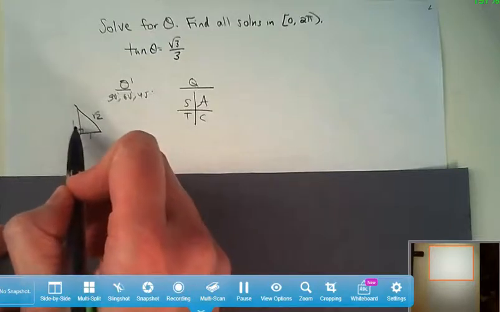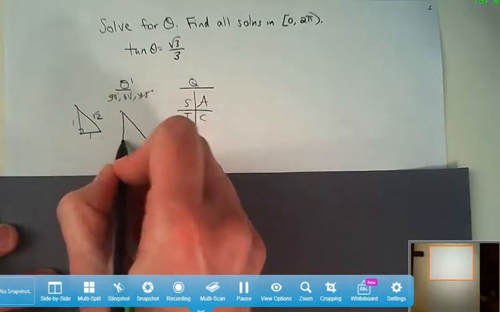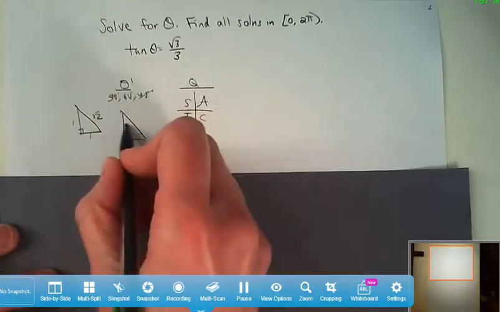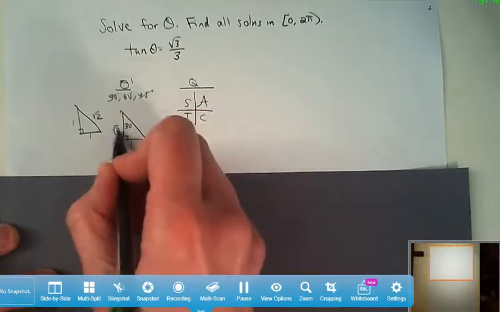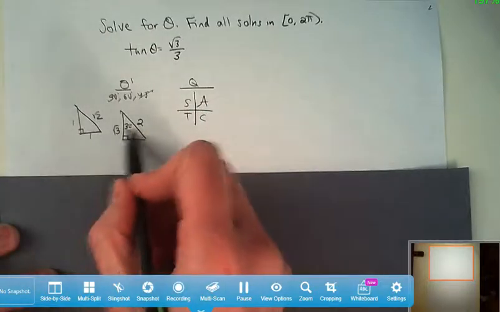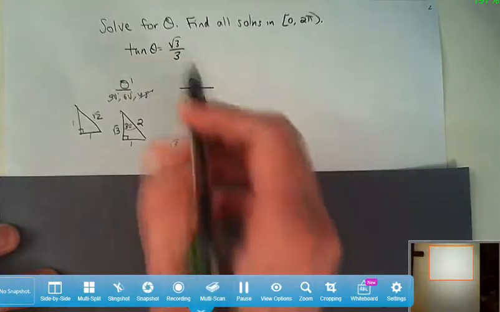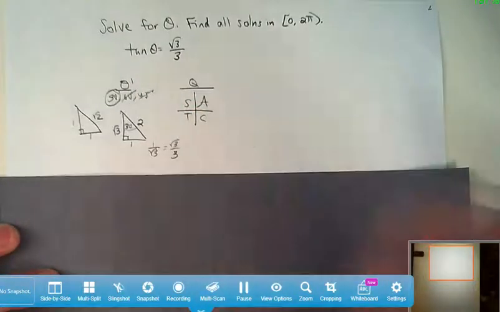If you think of or draw your 45, 45, 90, very quickly you can rule that out because the tangent of 45 would be 1. So we're definitely going to be using 30 or 60 here. And if we set up our 30, 60, 90, then the tangent of 30 is going to be 1 over radical 3, which is a match. So 30 degrees is our reference angle.